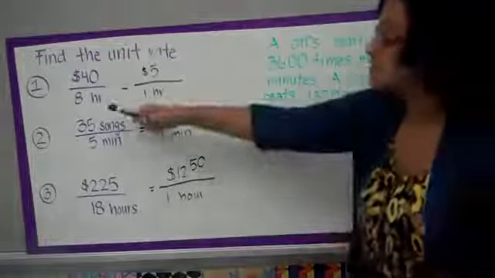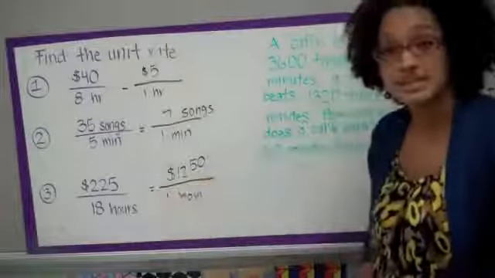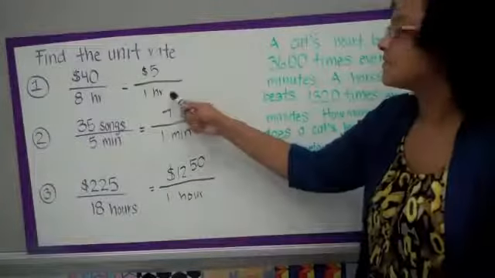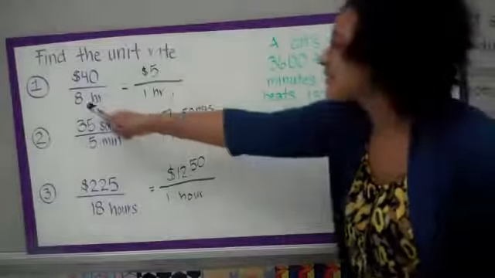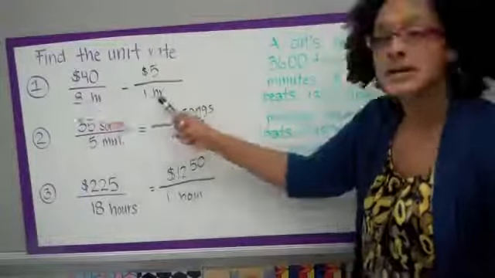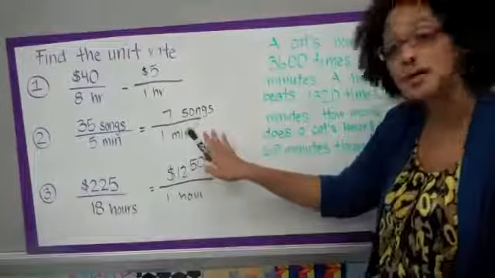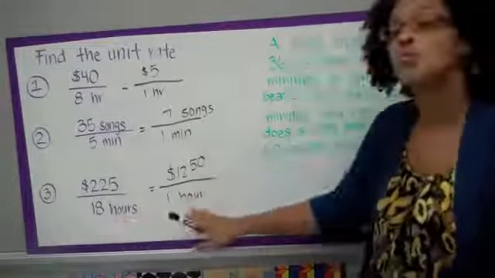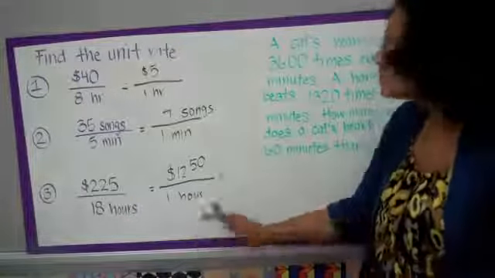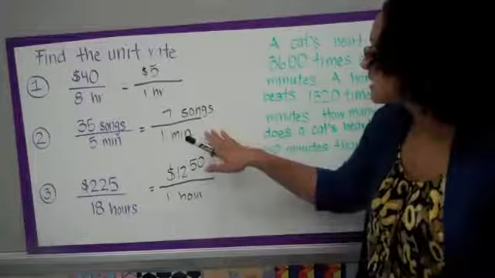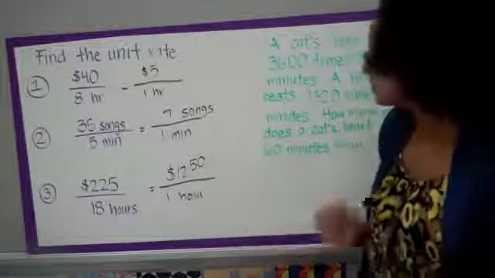All right, so we started with 3 different rates, and we found the unit rate by going from 8 hours to 1 hour, from 5 minutes to 1 minute, from 18 hours to 1 hour, to see how much it costs for just one, or to see how long it takes to download just one song, the unit rate.